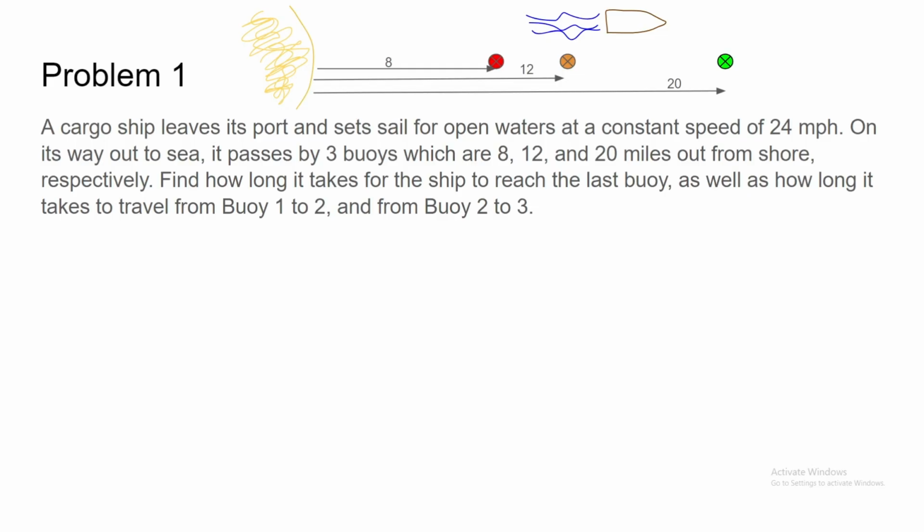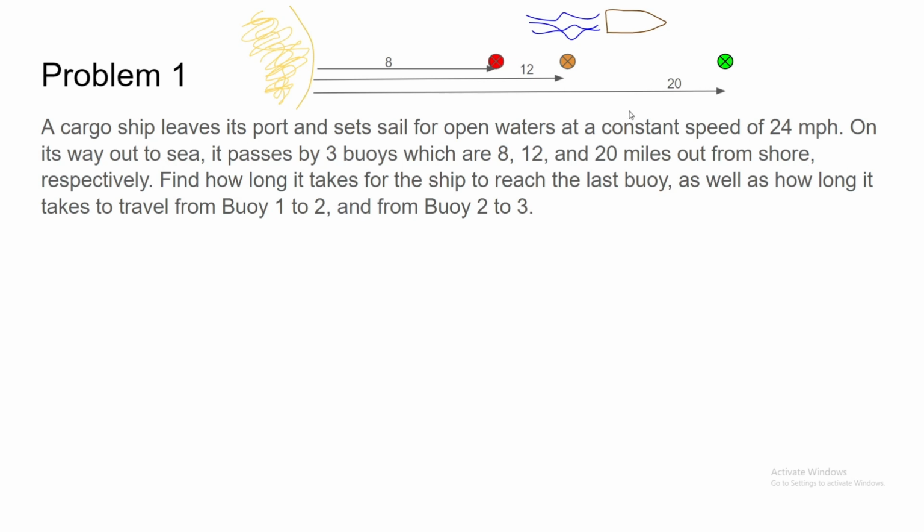Okay, so in this first question, we have a cargo ship and it leaves its port and it's setting sail for open waters at a constant speed of 24 miles an hour. On its way out, it's going to pass by 3 buoys which are 8 miles away, 12 miles away, and 20 miles away from the shore. We need to find how long it takes for the ship to reach the last buoy, as well as how long it takes to go from buoy 1 to buoy 2, and from buoy 2 to buoy 3.